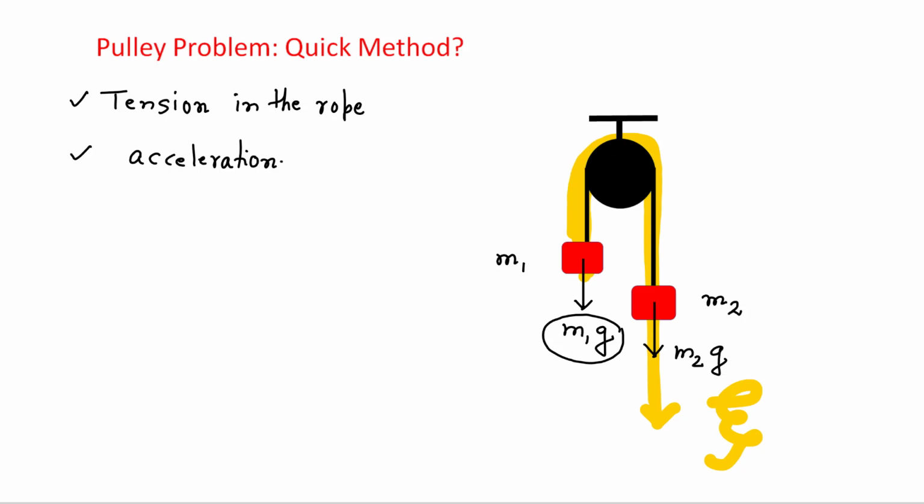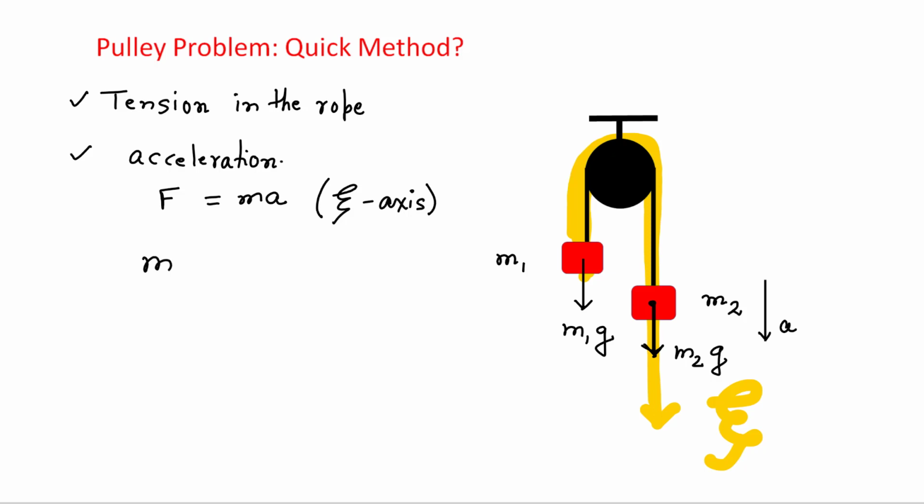And this mass is moving in the downward direction. So let's say this system is going in the downward direction with acceleration A. Now we can write the equation of motion, that is Newton's second law, force is equal to mass times acceleration. But now we will write it along the zeta axis, not x-axis, not y-axis, my zeta axis. So for this zeta axis, M2Z is positive and M1Z is negative because this is acting in this direction.